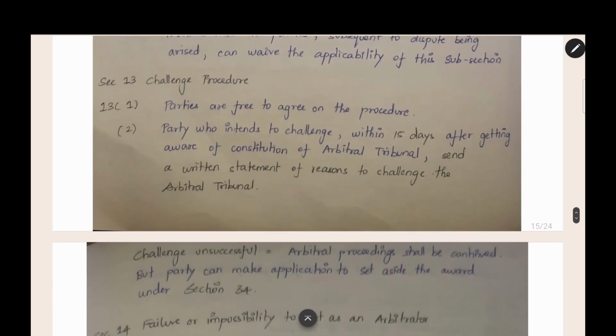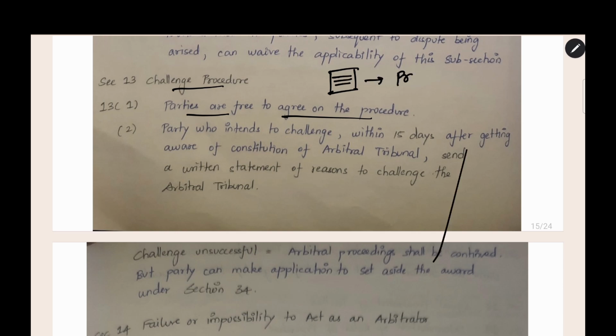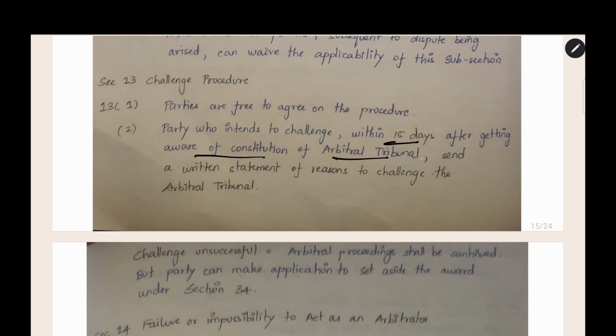The next section is section 13, challenge procedure. Now you have decided to challenge the arbitrator. Which procedure you will follow is also given under law. The parties are free to agree on the procedure. While preparing the arbitration agreement itself, you have to write in it what the procedure to challenge the arbitrator will be. Any party who intends to challenge must, within 15 days after becoming aware of the constitution of the tribunal, send a written statement of reasons to challenge the tribunal.